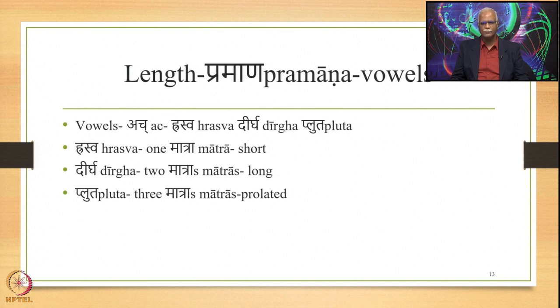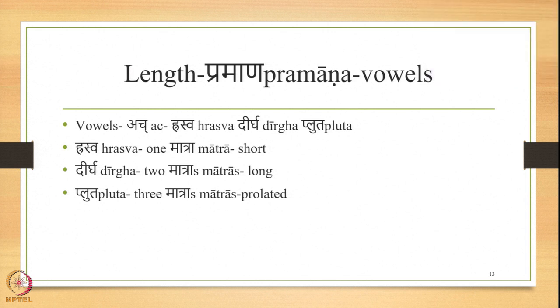Then the vowel which requires two matras length is termed as long vowel or dirgha, and the one which requires three matras is termed plutha vowel, or in other words, prolated. So rasva, dirgha and plutha, these are the three varieties of the vowels. These are never the varieties of the features of the consonants. So a rasva swara, dirgha swara and plutha swara, you can never have a rasva consonant, dirgha consonant and plutha consonant, not possible. This is how pramana plays an important role in further classifying the vowels.